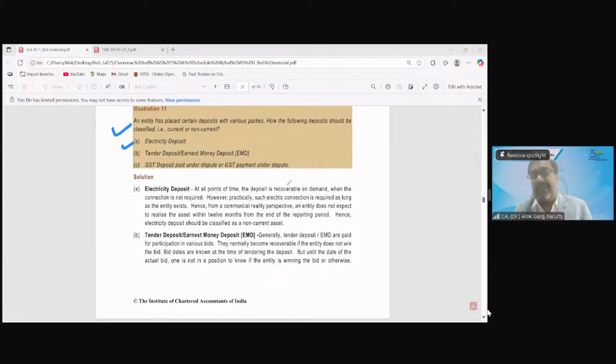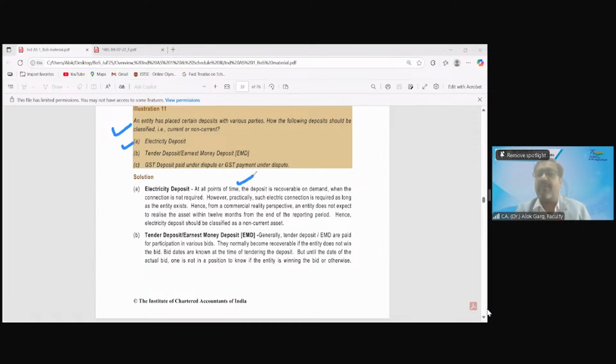You are absolutely right. On the asset side, you also see, do you expect to realize? You don't expect to realize. This is a necessity for running your business, right? If you surrender the electricity connection, it means you no longer want to continue your business. Hence you are not expected to realize your electricity deposit within 1 year. And hence it is a non-current asset.